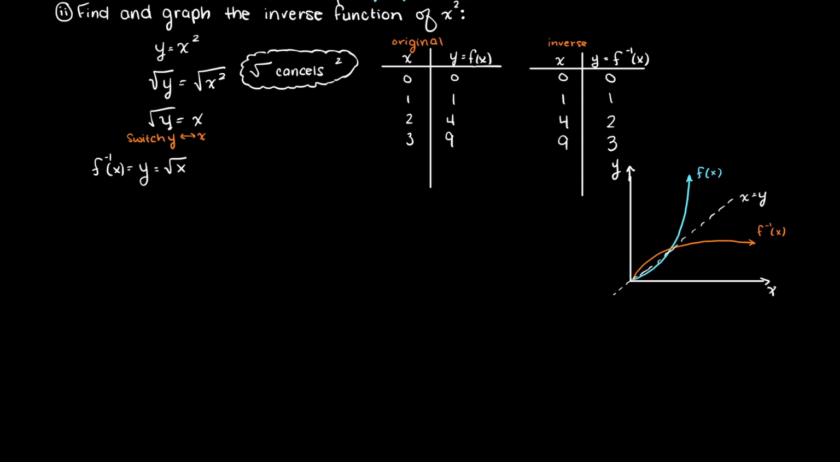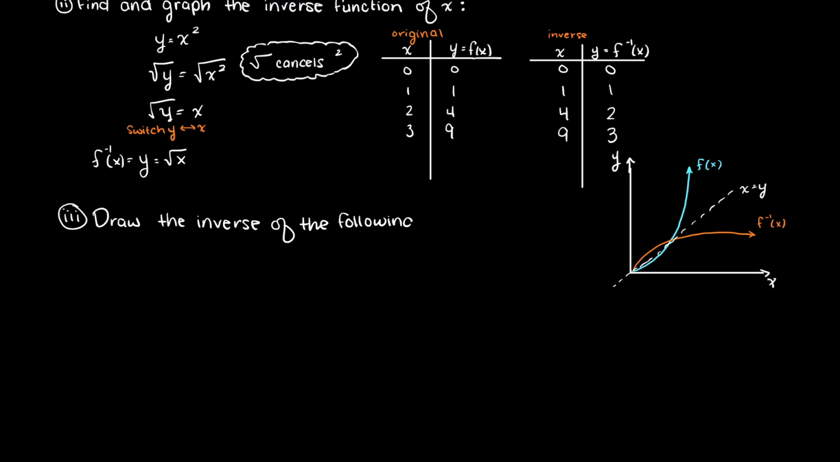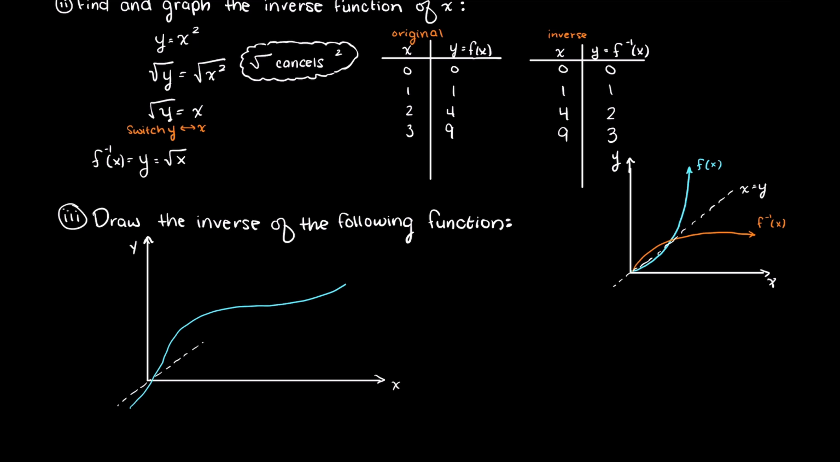Next, let's perform strictly a graph question. So let's say that we are given this function here, and we are told to draw the inverse of this function. Well, this is going to be easy to us now. We just draw a line along the x equals y line. Then we simply mirror the points across the line like so.